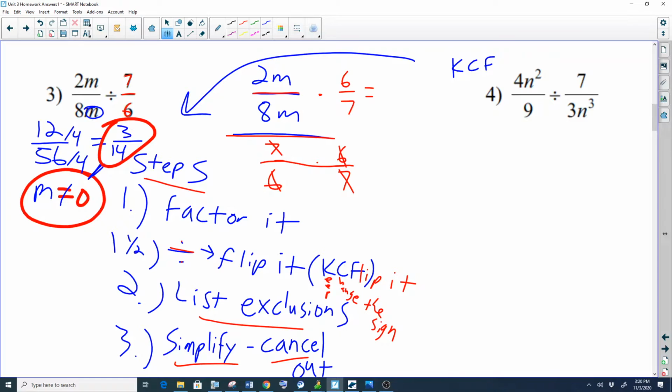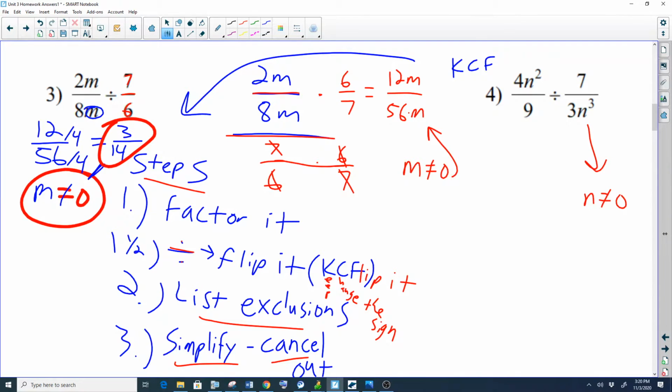Okay, so now when we do this, here we go. You're going to do 2 times 6 is 12. The m comes along for the ride. 8 times 7 is 56. The m is still being multiplied in there. Then the exclusion is, remember, m can't equal what? 0. m can't equal 0. n can't equal 0. So those are our exclusions for these first 4 problems.